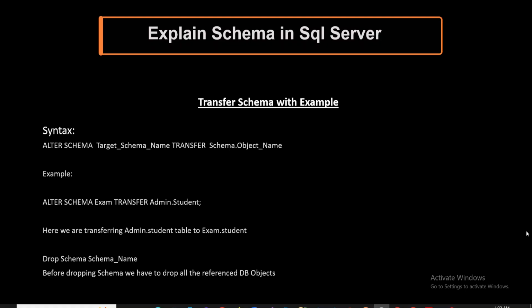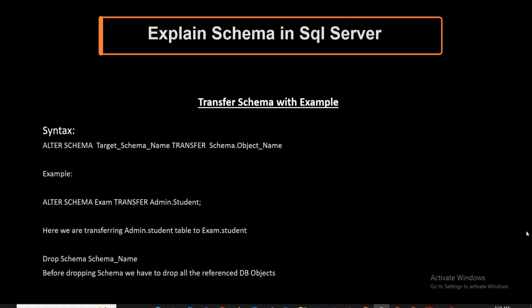Alter schema, and then we need to write the target schema name. Then transfer, and then the object name with the schema name. You can see here that I have given one example: alter schema exam. Exam schema is the destination schema, and transfer admin.student. So here I want to transfer the table admin.student to exam.student.